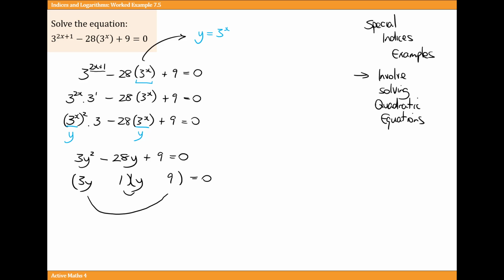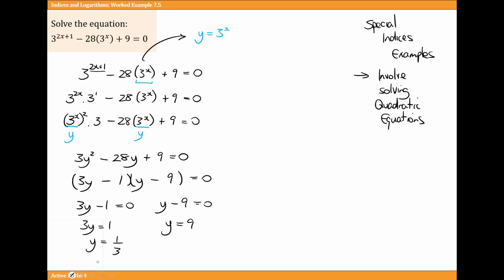So the inner terms multiplied give me y. The outer terms multiplied give me 27y. I need those to sum to give minus 28. And so they're both going to have minuses. And that's the factorization of our quadratic. I'm going to let each bracket equal 0. So 3y minus 1 equals 0, and y minus 9 equals 0. This gives us 3y is equal to 1, y is equal to 1 over 3. And then obviously y is equal to 9.